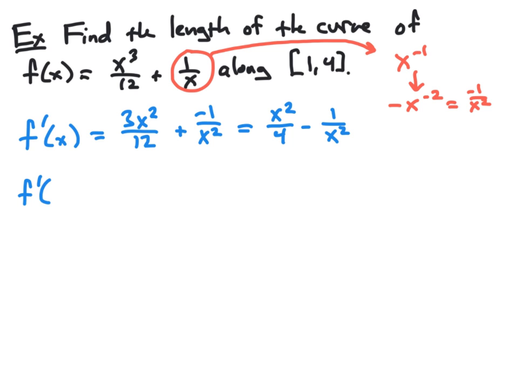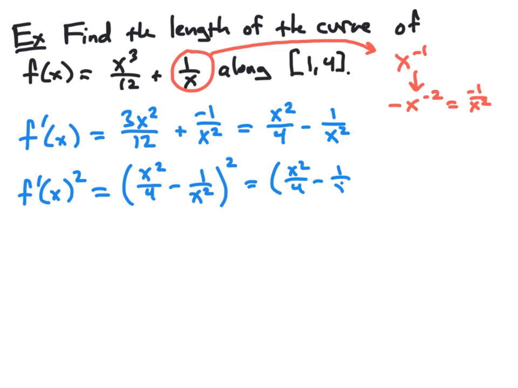The next step is to square the derivative of f. And so we want to square this expression that we just found, x squared over 4 minus 1 over x squared. So this means we want to compute this product, x squared over 4 minus 1 over x squared times itself. And we're going to get some simplification here when we expand it out. So we're going to get x squared over 4 times x squared over 4, which is going to be x to the 4th over 16.